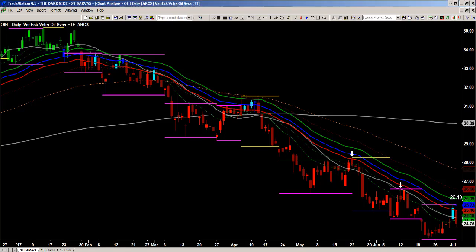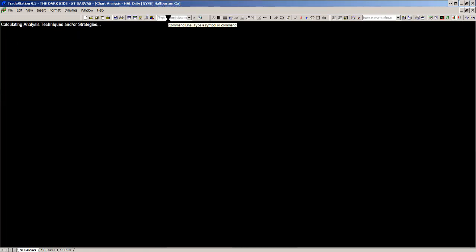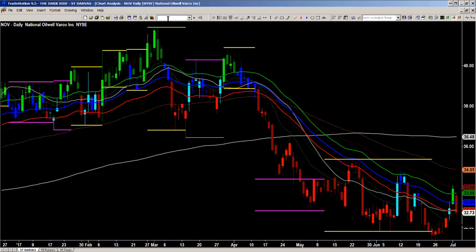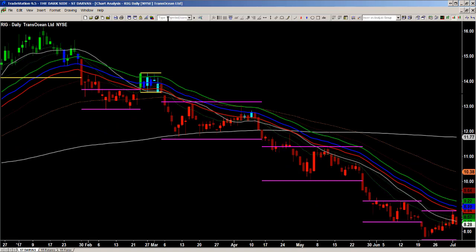Think about the heaviest weighted stocks within the OIH. What are they? Well, the ones that I like to look at would be things like Halliburton, Schlumberger, NOV, National Oilwell Varco. I think I just end up calling it NOV, or anyway, that's a mouthful. And RIG, Transocean. I have all these shorthand little notes for all these names. And 3 out of 4 of them gave me short sells.